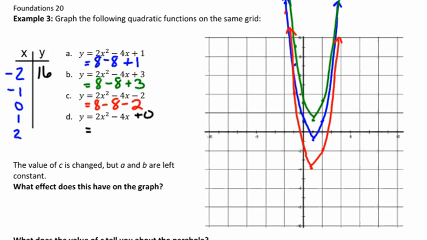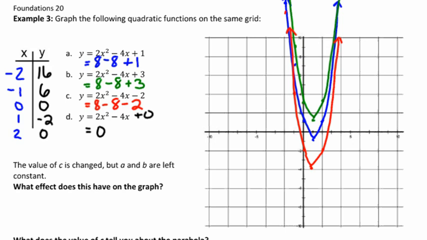Negative 1 squared is 1 times 2, which is 2, minus 4 times negative 1, plus 4, which is 6. Plugging the zeros in, 0 minus 0 plus 0 is just 0. 0 and 0. 1 squared, 2 times 1 is 2, minus 4 is negative 2. And 2 squared is 4 times 2 is 8, minus 8 plus 0 is just 0.